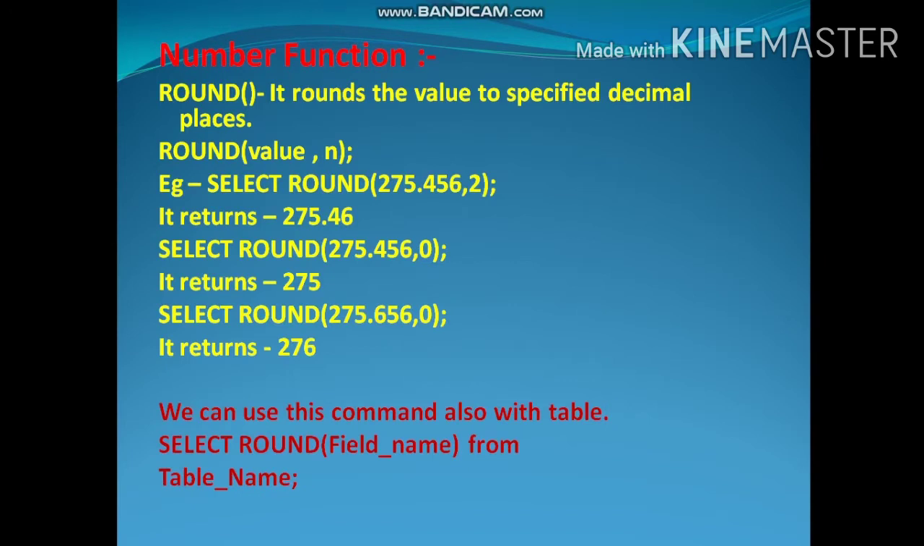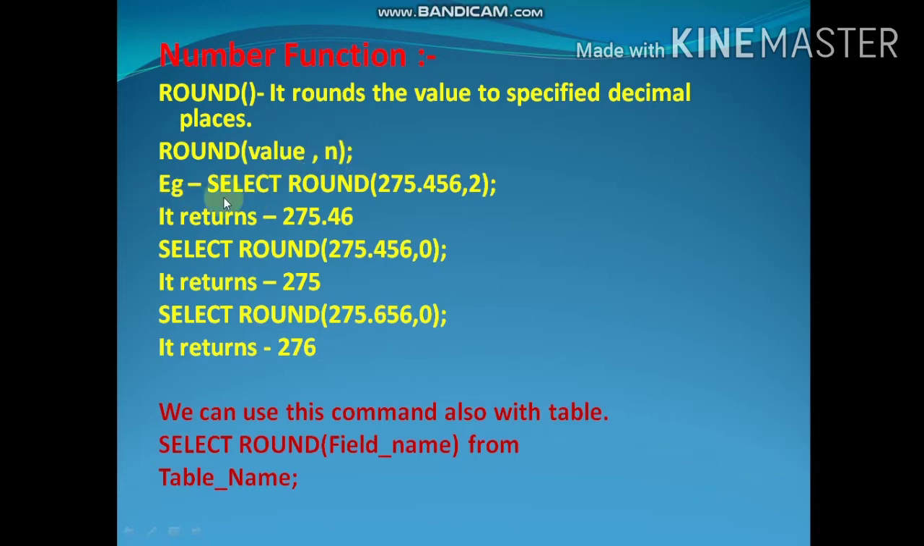Now, number functions. The first function is the round function. It rounds the value to a specified decimal place. That means decimal values can be rounded with the help of this function. The function is round. You give the value, and n, the number of decimal places. How many decimal places you want, you can write here in the n value.